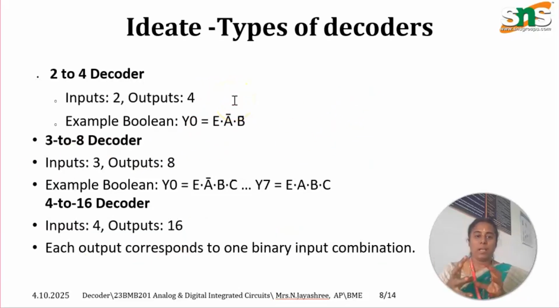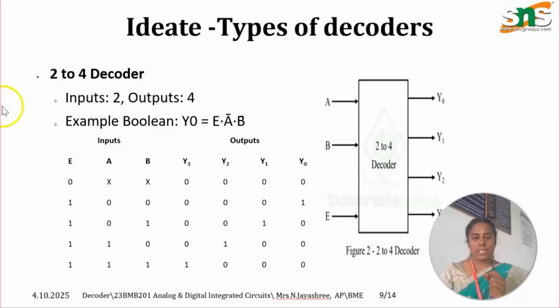Based on this wiring, we have various types of decoders: 2:4 decoder, 3:8 decoder, 4:16 decoder. These we can already formulate, right? 2 inputs give 4 outputs, 3 inputs give 8 outputs, 4 inputs give 16 outputs.